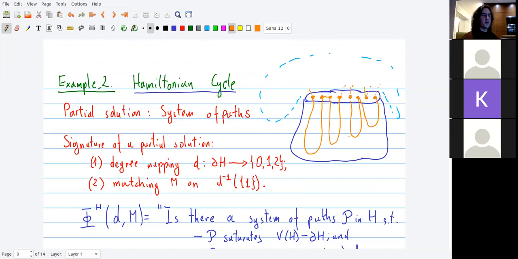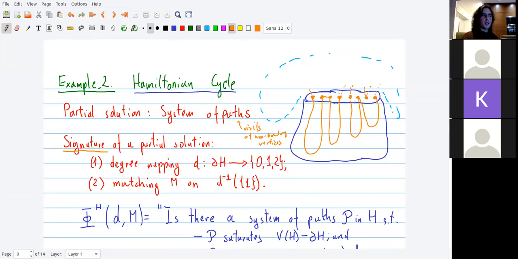and all the vertices here should be saturated by this system of paths. So a partial solution will be a system of paths with endpoints in the boundary that visits all non-boundary vertices. Because I want all the forgotten vertices to be already visited by the Hamiltonian cycle. So now, when you look at such a partial solution, it has a kind of behavior on this boundary that I will call a signature of my partial solution.